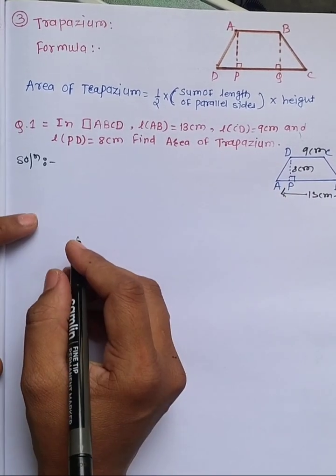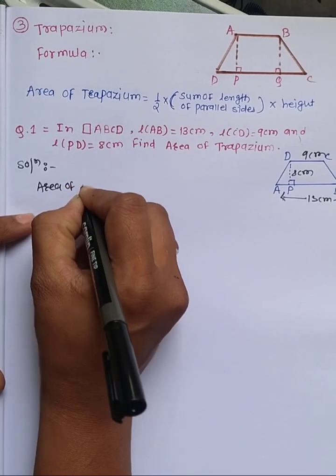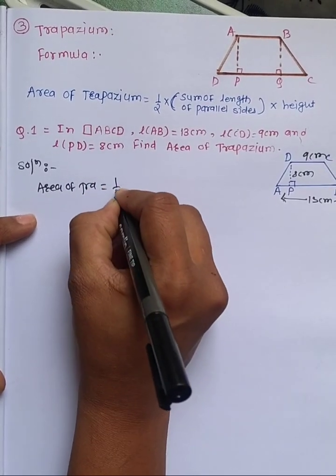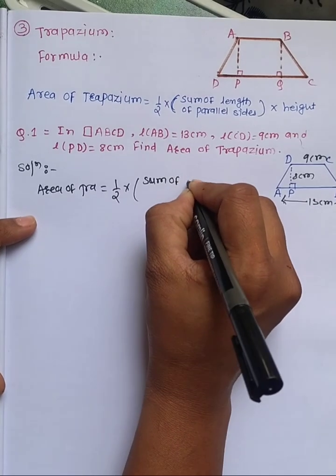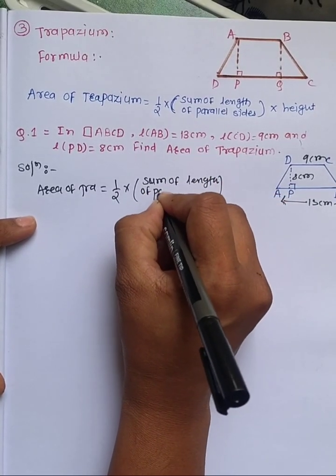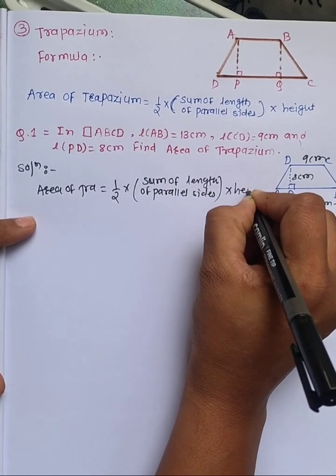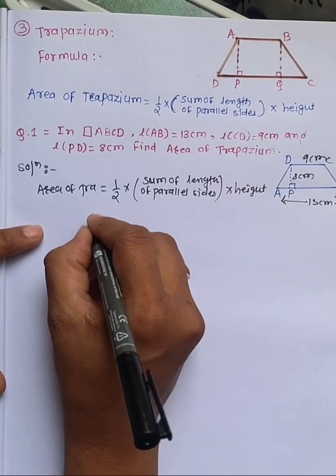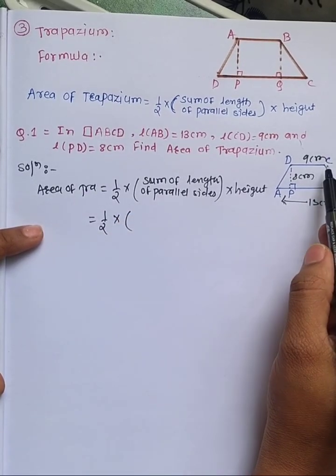Okay, trapezium. Now I will take formula. Area of trapezium is equal to half into what? Sum of length of parallel sides into height.